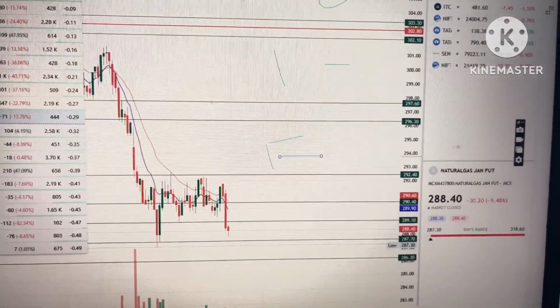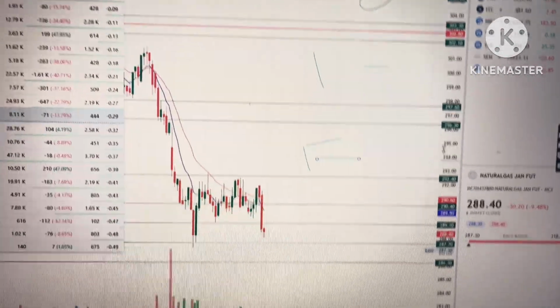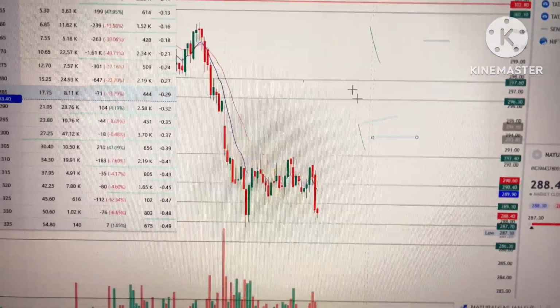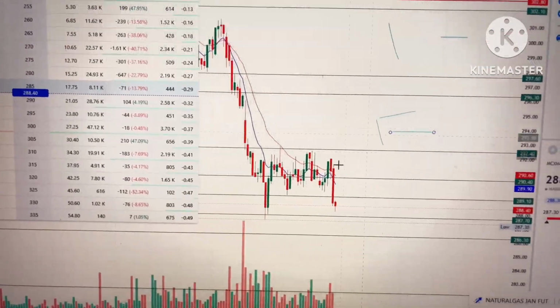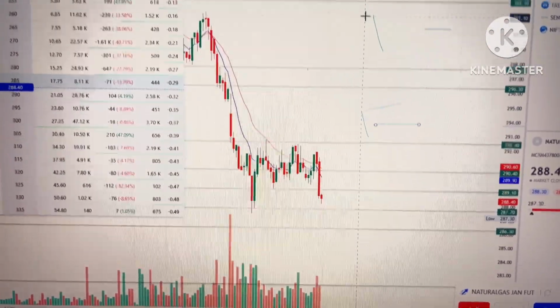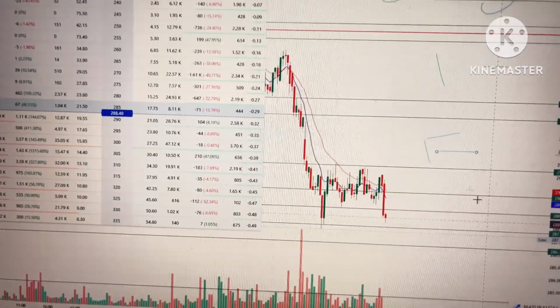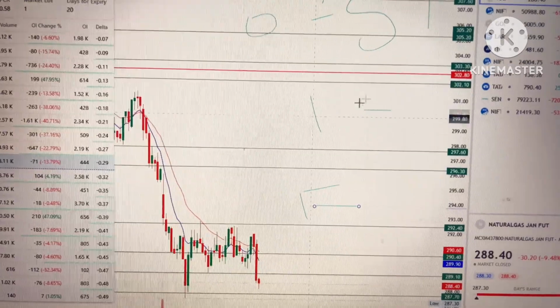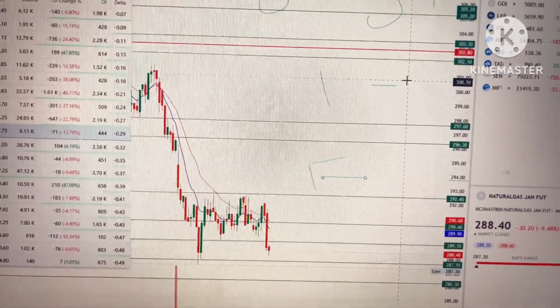If you don't have more capital and you want to do option buying, then follow whatever I have taught you, and also check the inventory every Thursday. I hope this has helped you. Keep practicing. As I said, don't take more lots, just practice with one lot.